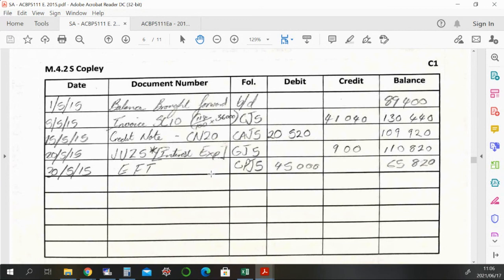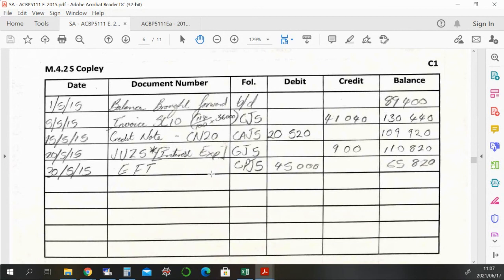Then we go to the next transaction, which was on the 15th. Returned half of the goods purchased from S Coplay on the 5th of May 2015 and received their credit note CN20 for the relevant amount. So half from that day. We just divide by 2 and get that amount there. We write in the information, credit note CN20, and this is obviously affecting your creditors adjustment journal.